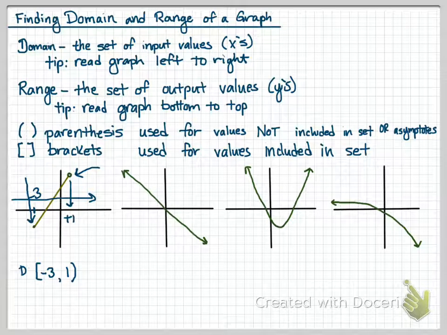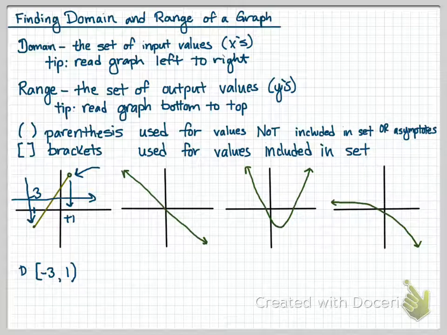And since -3 is a closed circle, it's a bracket. On 1, that is an open circle. That is not included. The line ends actually like right before it hits 1, like 0.99999 infinitely, but it never actually lands on 1. That's an open circle on 1, so it's not included, therefore the parentheses.